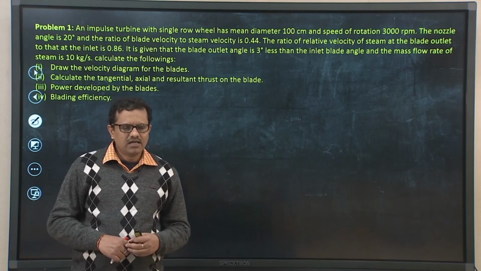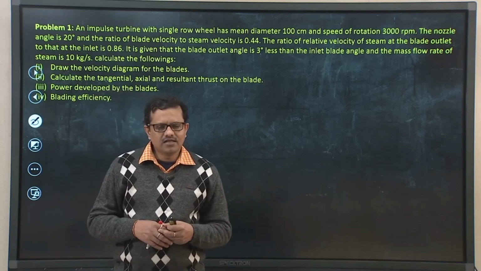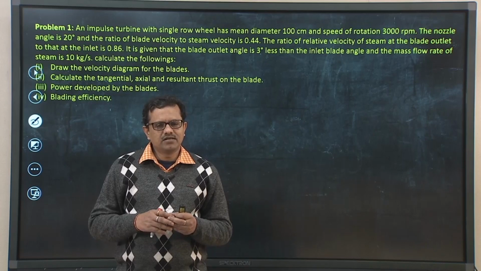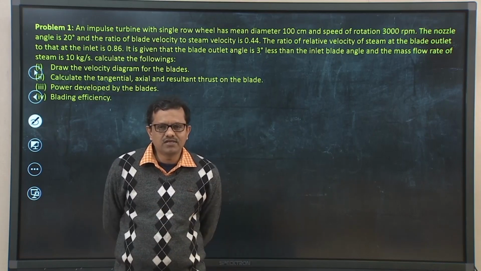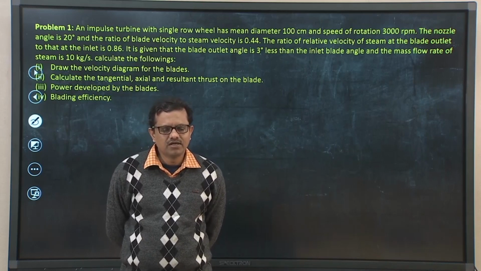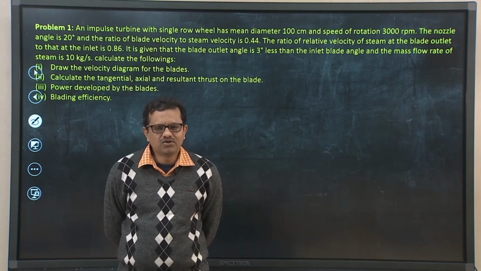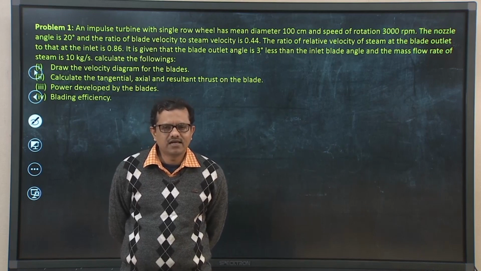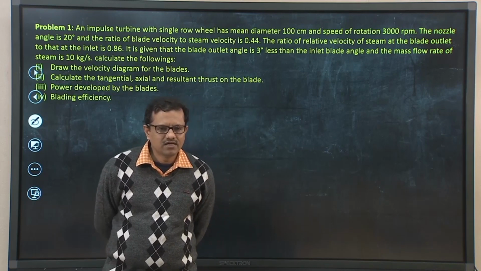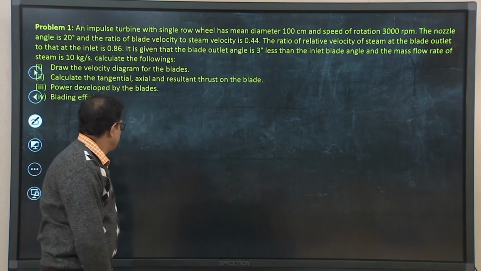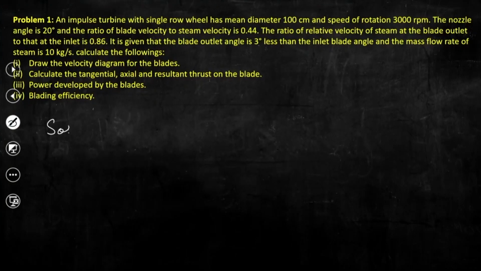So, let me tell you one thing, that it would be much more convenient to solve the problem if we draw the velocity triangles properly. So, the first task should be to draw the velocity triangles and then we can calculate the parameters that are asked in this problem. As I said, first it would be essential to draw the velocity triangles. So, let us now draw the velocity triangles.